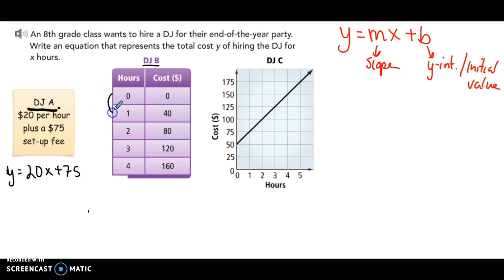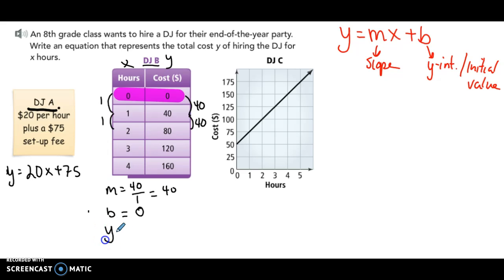DJ B talks about the rate of change, so we're thinking how much do we change by, our hours being x and our cost being y. Our change is going to be 40. Then we also have to think about what would be our initial value. We start with 0 hours, we have 0 cost. So think of m as being the change in y, which is 40, over the change in x, which is 1. Therefore, my slope is going to be 40. And my b value, initially where I start, is going to be 0 hours and $0. So my equation will read y equals 40x.